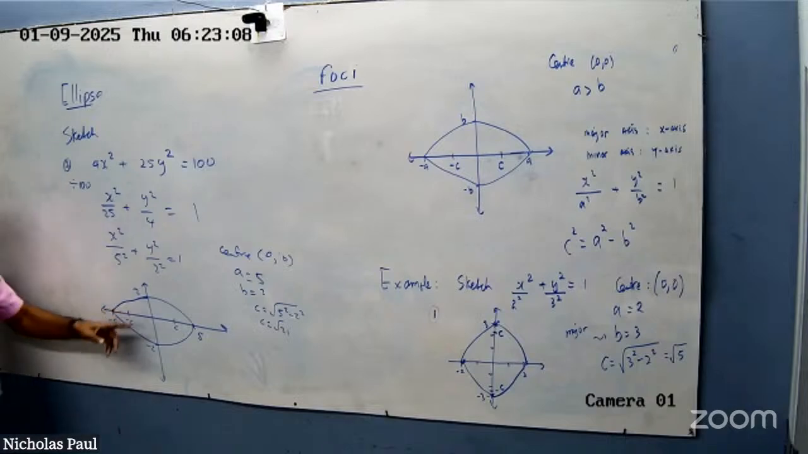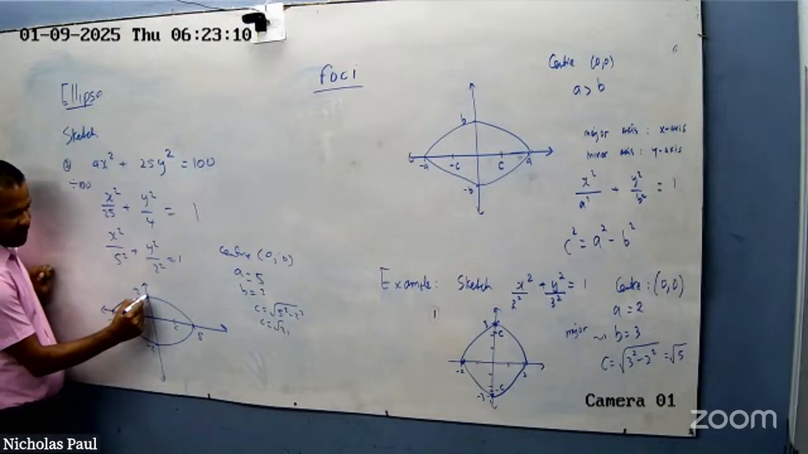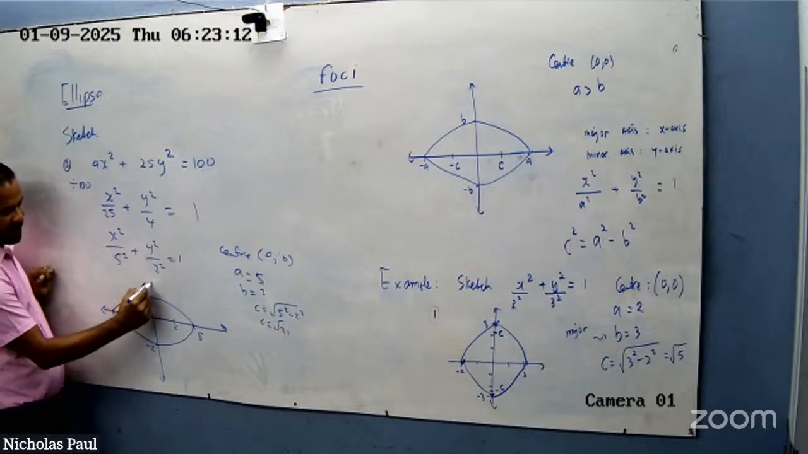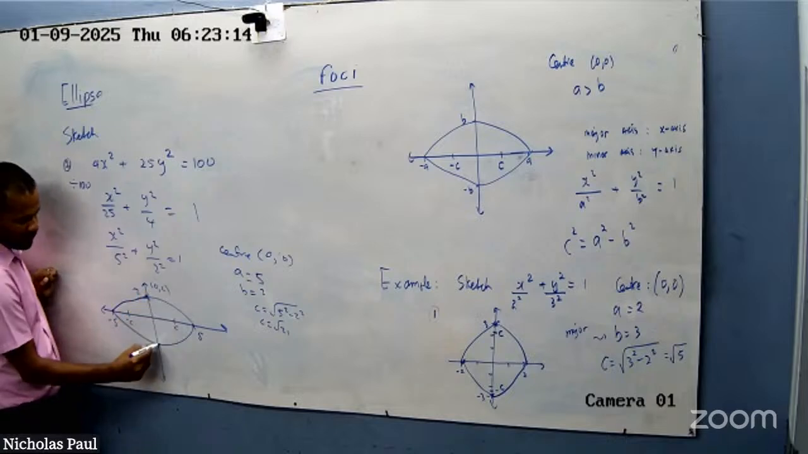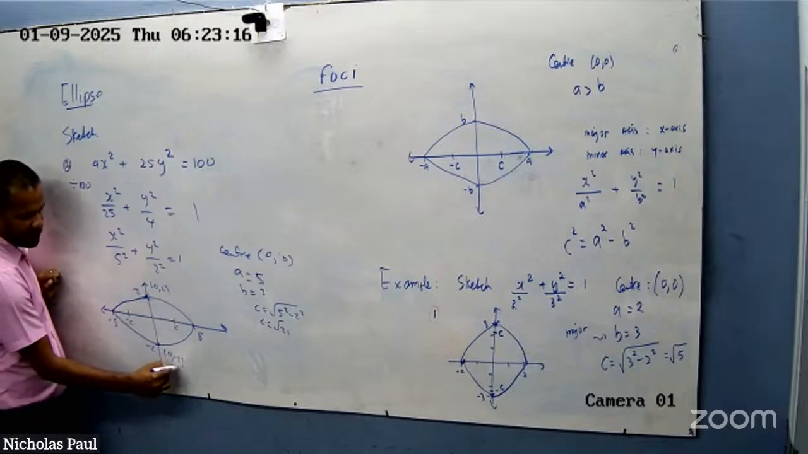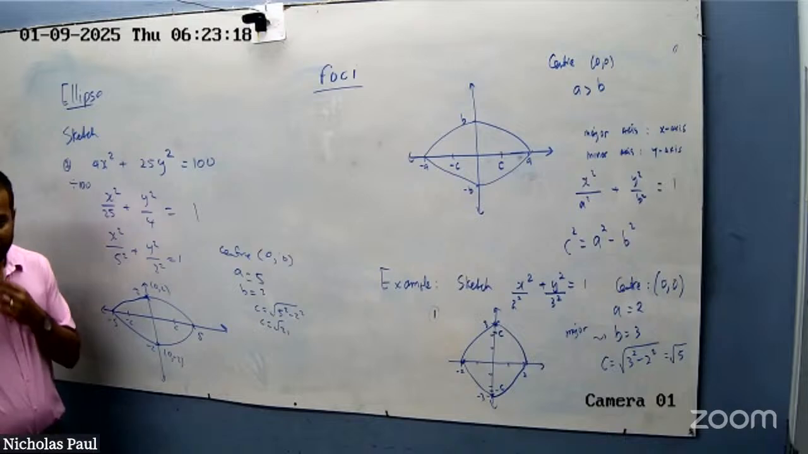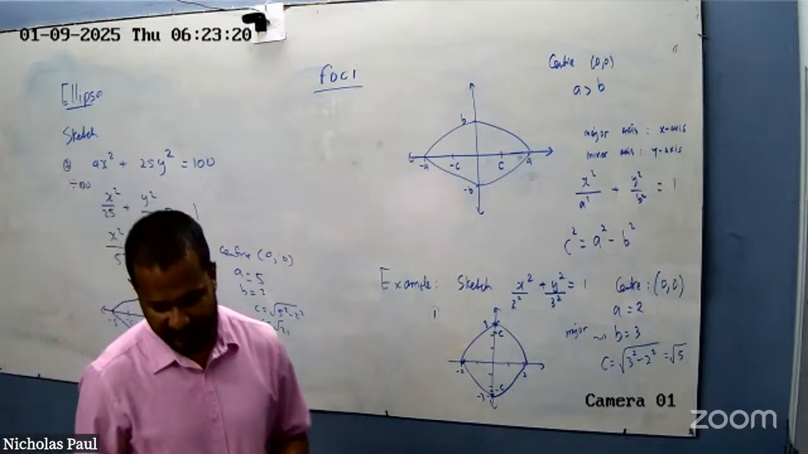Sometimes they ask you to write the vertices. So when they say write the vertices, just write the point here. The point here is 0, 2. The point here is 0, minus 2, and so on, right? Okay.